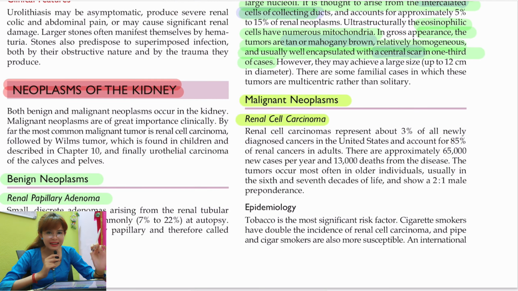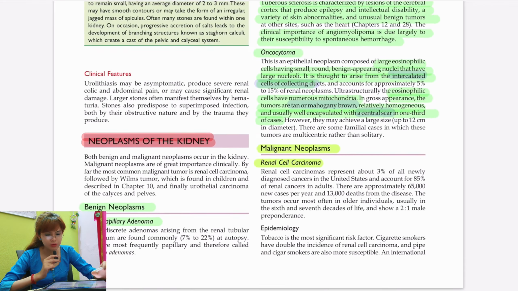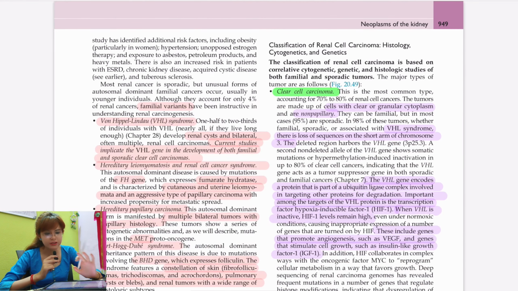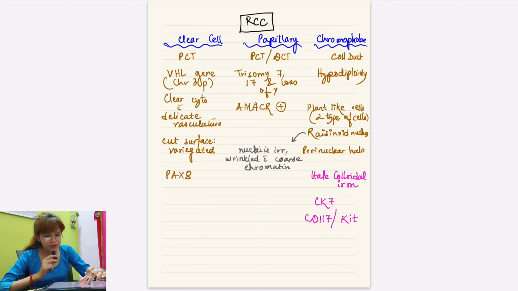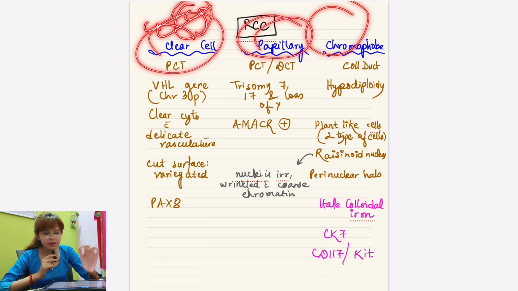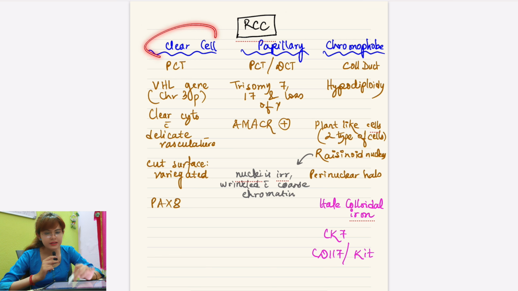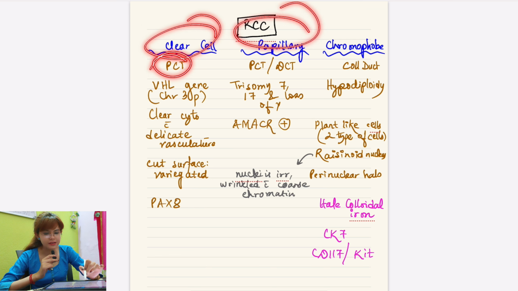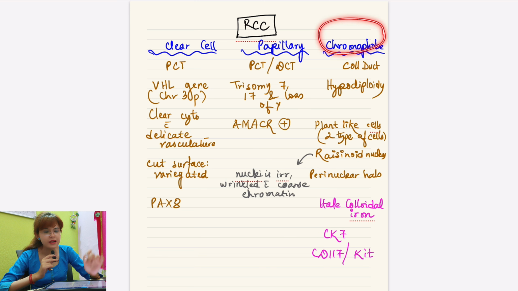And now coming to the malignant neoplasms, in which we'll be talking about renal cell carcinoma. There are so many different types and all the points are important. I will just take you through this chart first because these are the MCQ points over here. Now there are three basic types: clear cell, papillary and chromophobe. Clear cell arises from the PCT, papillary arises from both PCT and DCT, and chromophobe arises from the collecting duct.